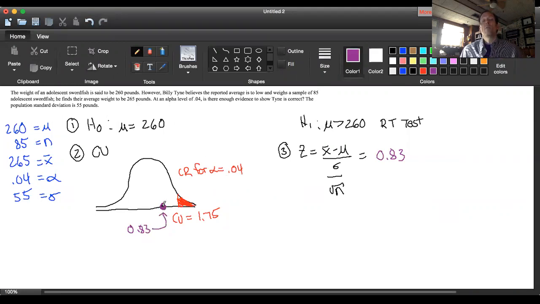And that's going to give me all the information I need to go ahead and apply my decision rule in step 4. For step 4, my decision rule, again, says that if I do not land in the rejection region of my curve, then I cannot reject the null hypothesis. So I'm going to say that I accept H0. And my summary would be that it appears the average weight of a swordfish is holding at 260 pounds, and my sample average was a little bit higher at 265, but only due to sampling error.